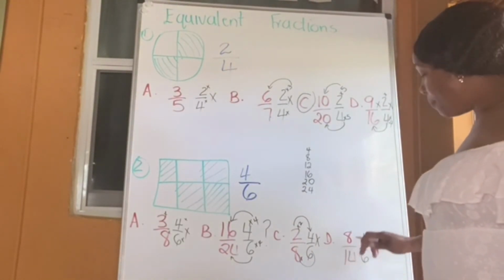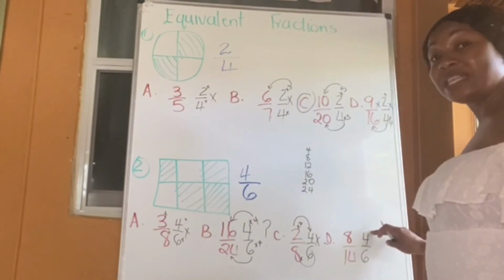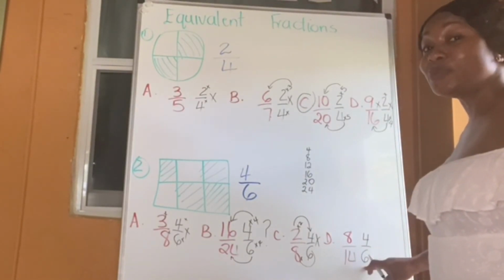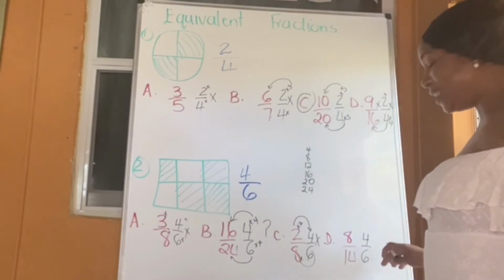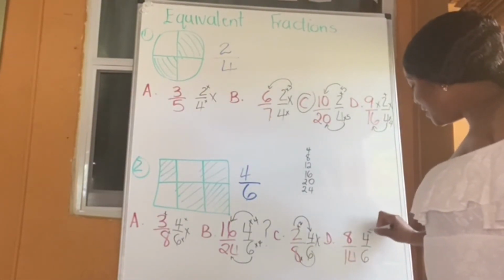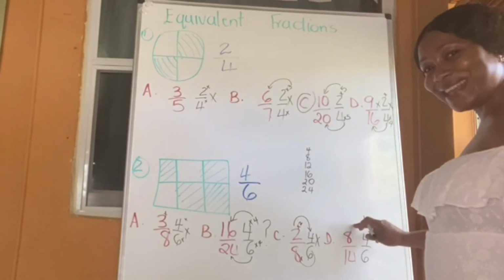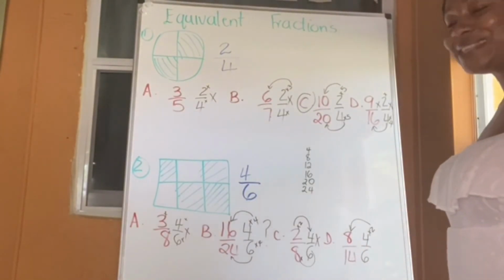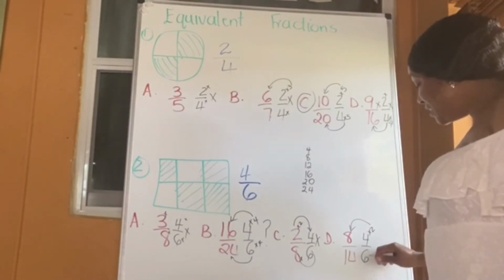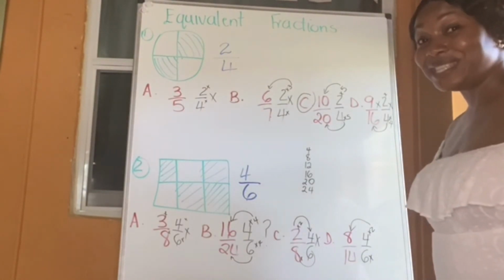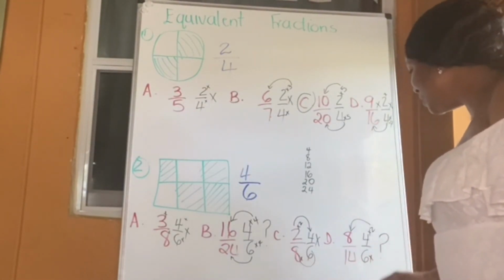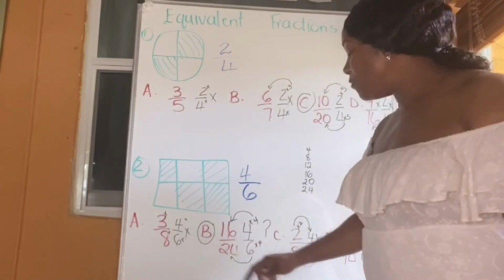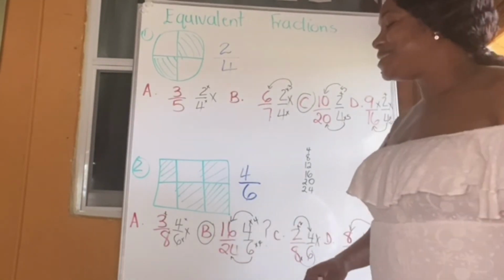8/14, it's bigger, because the 8 is bigger than the 4, so there's nothing we could multiply by 8 to get 4. And the 14 is bigger than the 6, so there's nothing we could multiply by 14 to get 6. So let's go the other way around. Is there anything I could multiply by 4 to get 8? Yes, that's 2. So 4 times 2, that's 8. What about the 14? Is there anything I could multiply by 6 to get 14? No. So it simply means this is not an answer. So the correct answer is B. 16/24 is equivalent to 4/6.